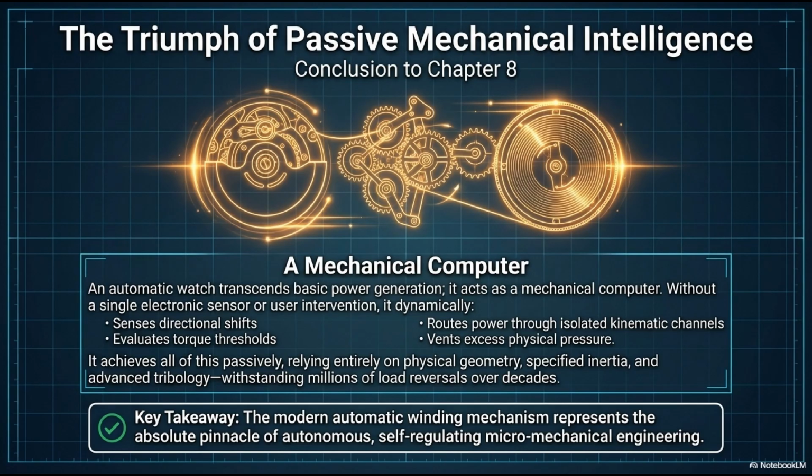And it does it while withstanding tens of millions of violent load reversals, strapped to a swinging human arm, sealed in a metal box for decades. The modern automatic winding mechanism does not just power a watch, it represents the absolute pinnacle of autonomous, self-regulating micromechanical engineering.